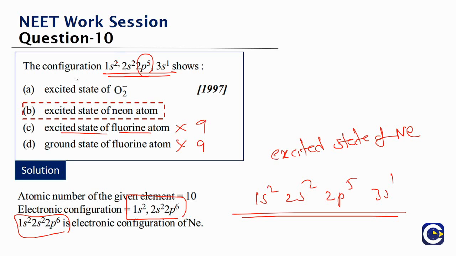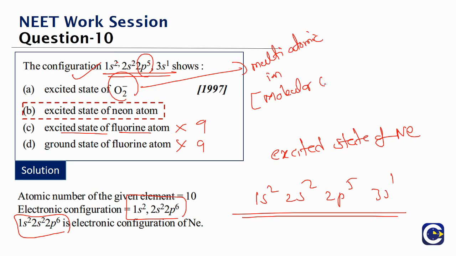Option A is the excited state of O2 minus. This is in fact a multi-atomic ion. When we go to chemical bonding, we will talk about an electronic arrangement for these types of multi-atomic species. We will call it the molecular orbital electronic arrangement. There we will learn about it, but here that is not relevant for us. So what is the answer for this?